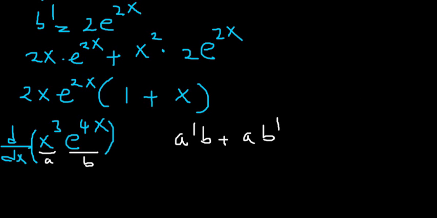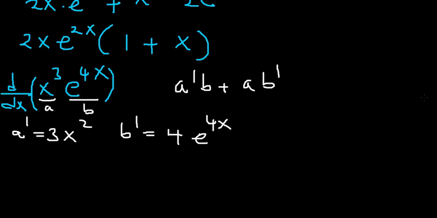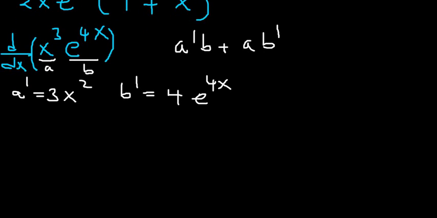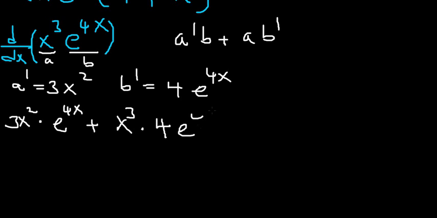So we have a as x cubed and b as e raised to 4x. So we need to find a prime, we need to find b prime. So a prime is 3x squared, b prime is 4e raised to 4x. So let's substitute this in the product formula. So a prime is 3x squared, b is e raised to 4x, and then plus a, which is x cubed, multiplied by b prime, which is 4e raised to 4x.